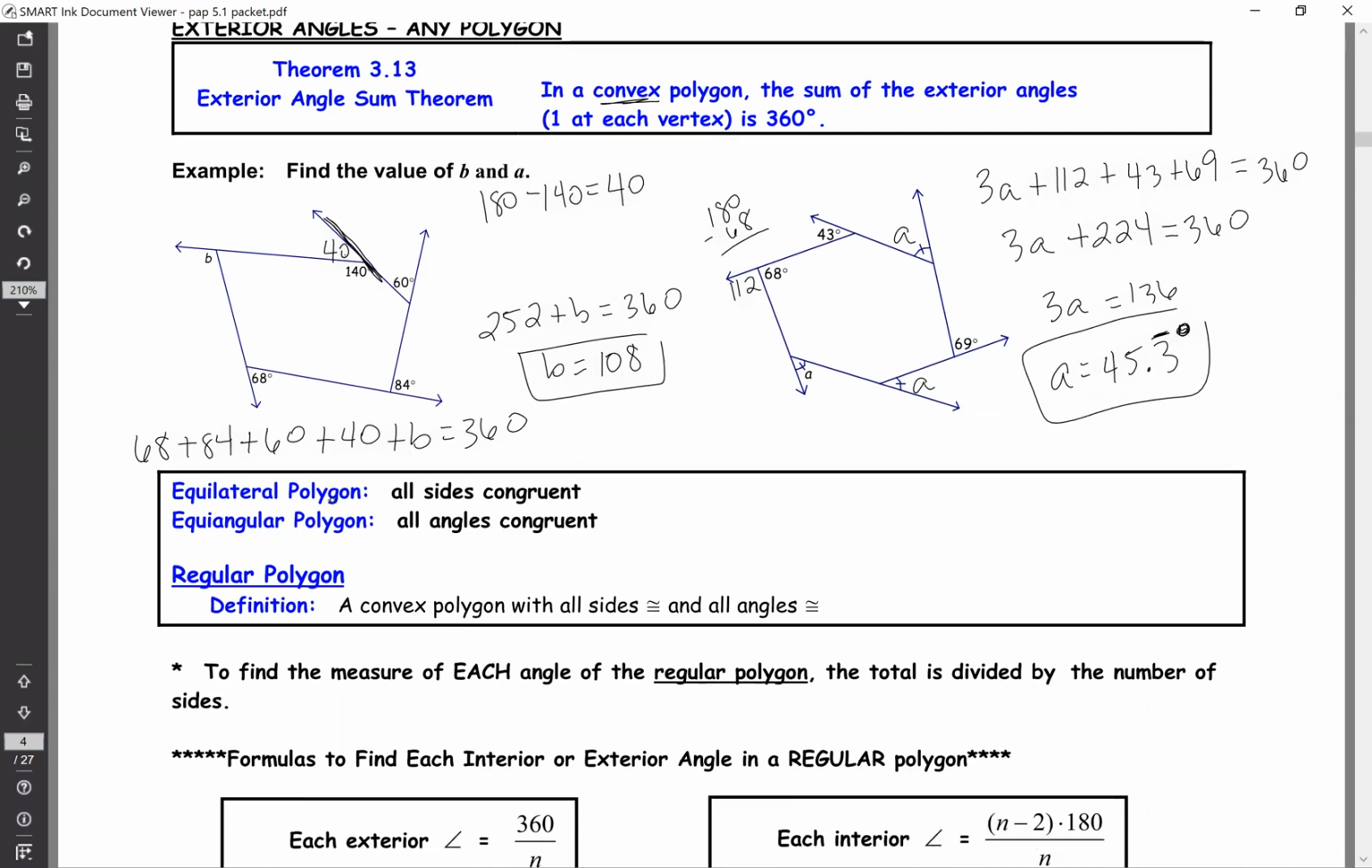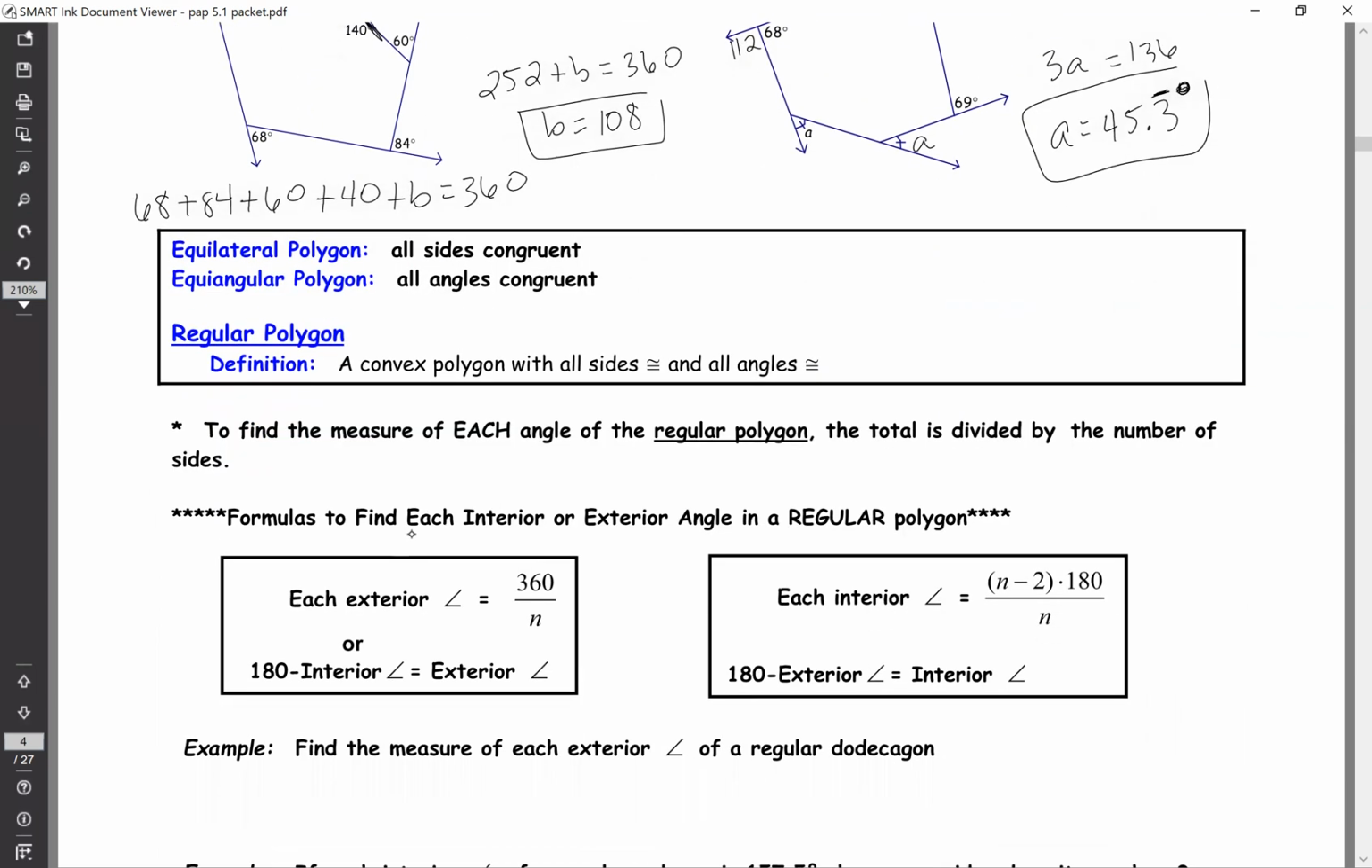All right. So now we're going to go on here a little bit more detail on it. So an equilateral polygon means all sides are congruent, and an equiangular polygon means all angles are congruent. And then now that brings us to the definition of a regular polygon. So the definition of a regular polygon is a convex polygon with all sides congruent and all angles congruent.